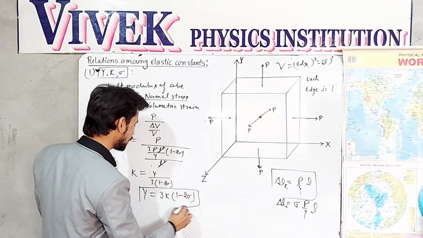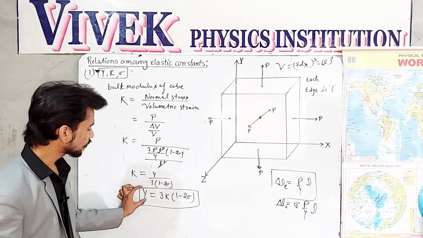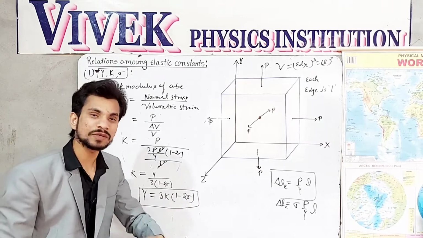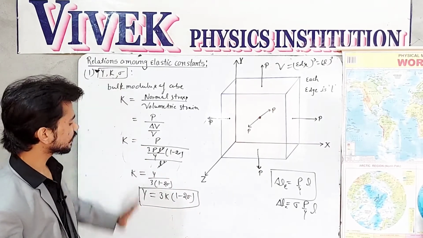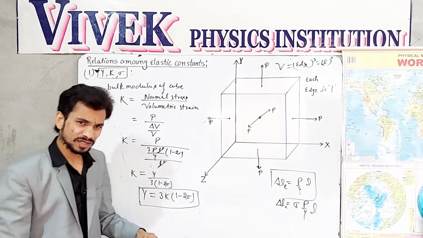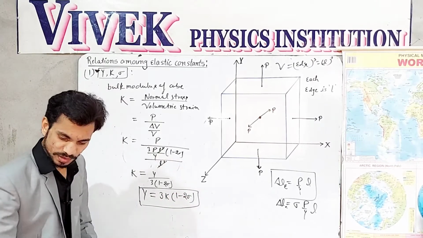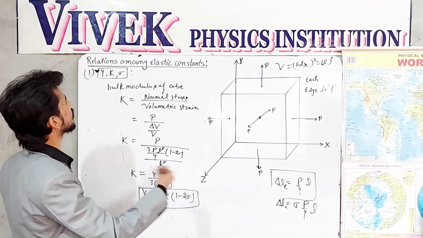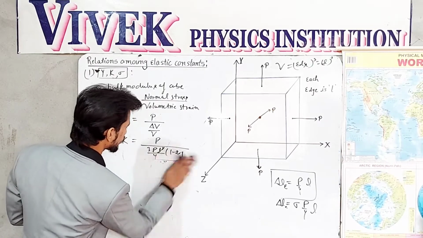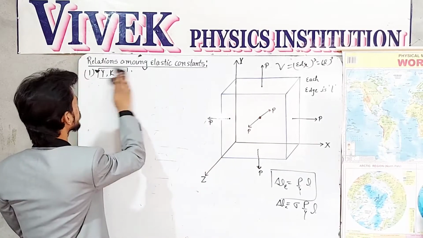This is what we have, the relation among the 3 constants, namely Y Young modulus, K bulk modulus, sigma Poisson ratio. So firstly we have derived the relation among Y, K and sigma. Secondly, let's derive the relation among other constants. For that particular consideration, I can use again this cube.